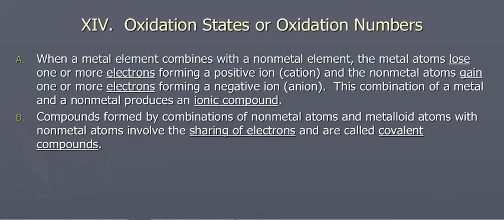There are two types of compounds we're going to look at a little bit later: ionic compounds and covalent compounds. Ionic compounds are formed between a metal and a nonmetal. The metal loses electrons to become positive. The nonmetal gains electrons to become negative. And there's an attraction between positive and negative to form an ionic compound. Covalent compounds are formed from the sharing of electrons, and this occurs with nonmetal atoms combining together.